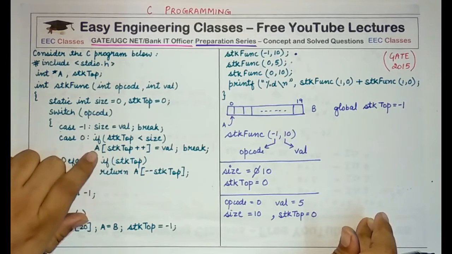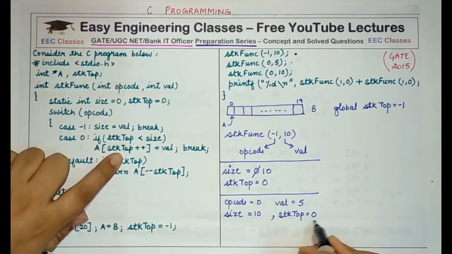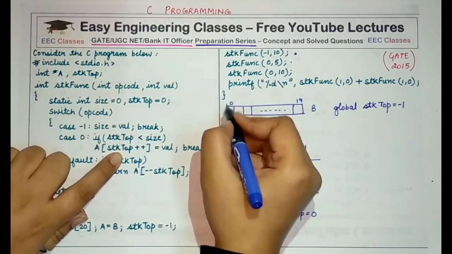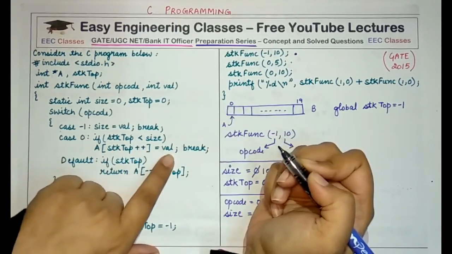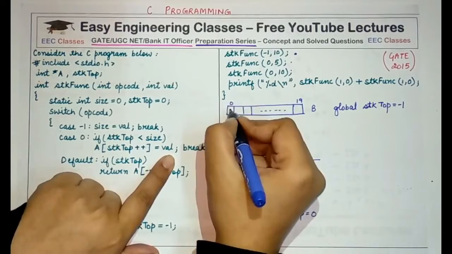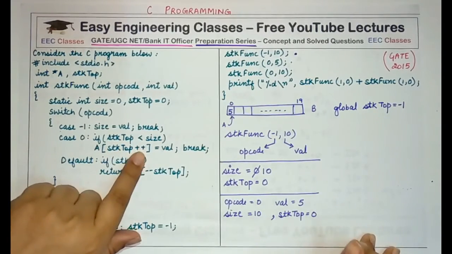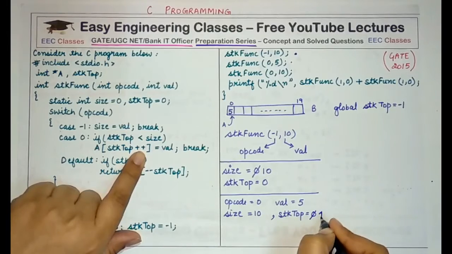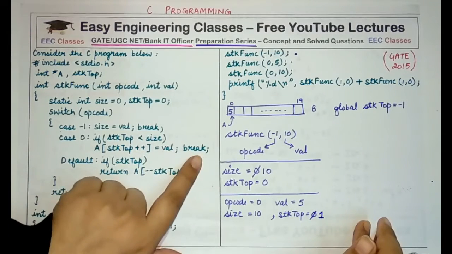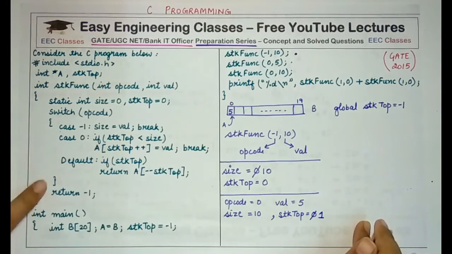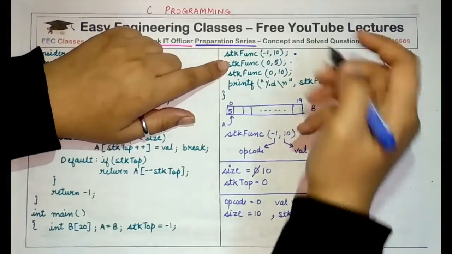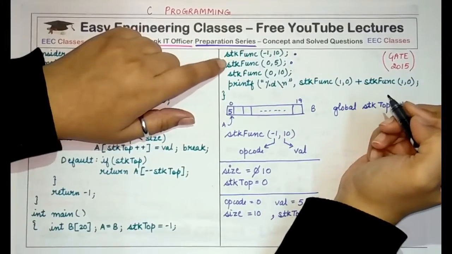Okay, so A of 0, because stack top is 0, A of 0 would be assigned val. Val is 5, so this would be 5 here, and now stack top would be incremented to 1. Alright, and after this we would break out of this case and the switch statement. So this returns. Now we were here, we executed this call of stack func.